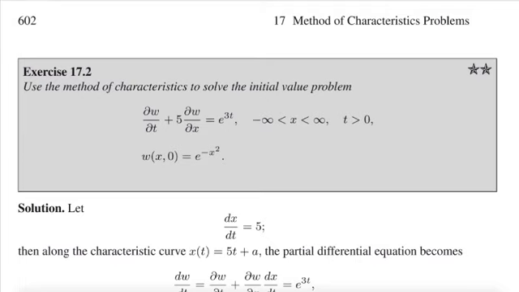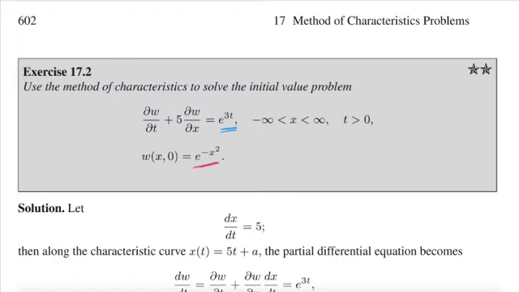In this video, I'd like to do two quick examples for the method of characteristics. This one here, 17.2, is quite similar to the one I just did in the previous video. We have dw/dt plus 5 dw/dx, but now it's not 0. It has a value here, e to the 3t. And the initial condition is e to the minus x squared. So in difference to the previous one, here we have not a 0 on the right-hand side. But still, we can do the method of characteristics.